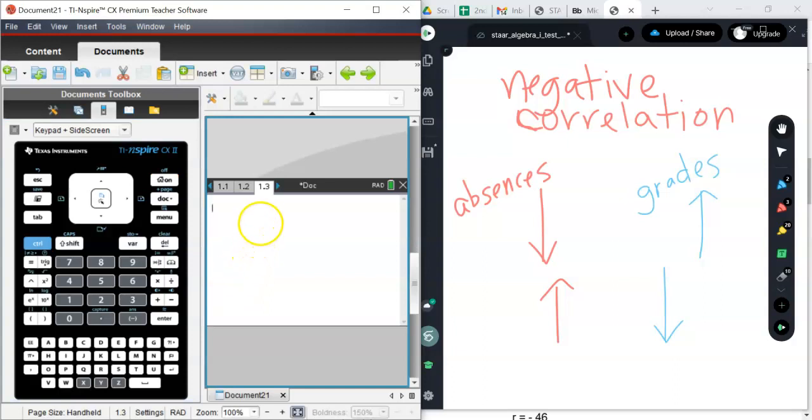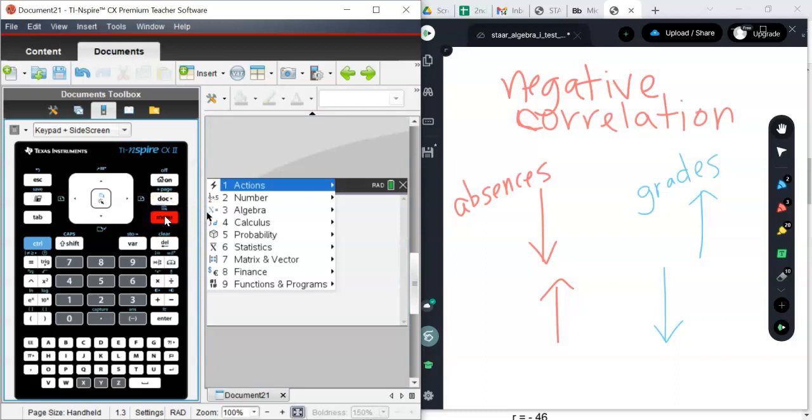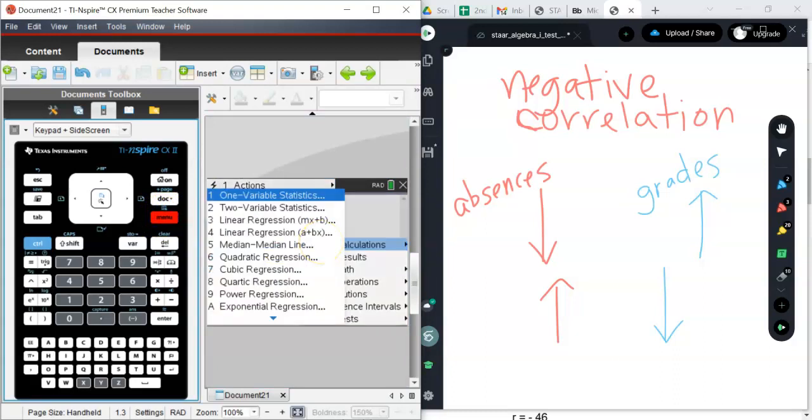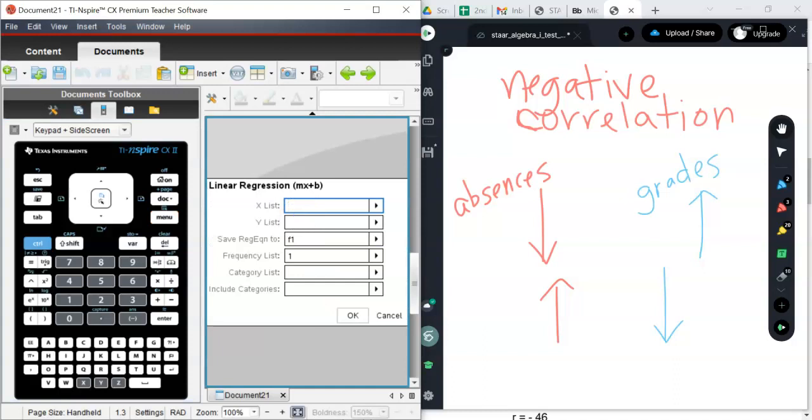So we're going to add a calculator. Once we add the calculator, we're going to go to the menu. We're going to go to Statistics, Stats Calculations, and then we're going to go to Linear Regression. We're going to click on Linear Regression, and once you click on it, you're going to tell the calculator where your X values are stored and where your Y values are stored.